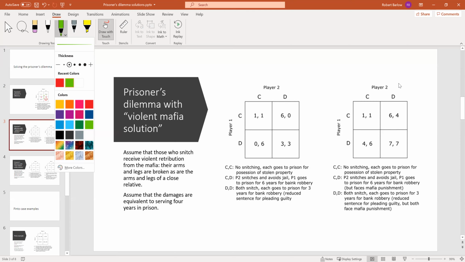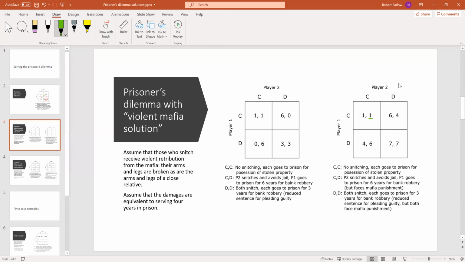If player 1 chooses to cooperate, is it in player 2's interest to cooperate or defect? Remember, these are years in prison. We see immediately it is now in player 2's interest to cooperate. And likewise, if player 1 chooses to defect, is it in player 2's interest to cooperate or defect? Once again, it's in player 2's interest to just go to jail for 6 years and not suffer the abuse that they will suffer for ratting out their friend.